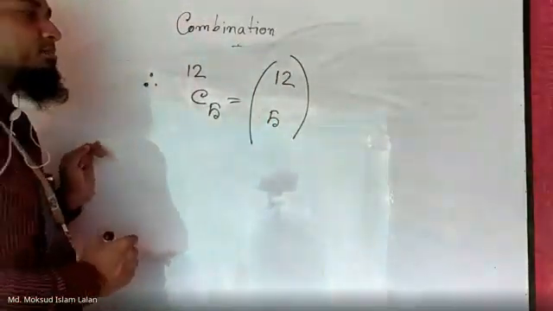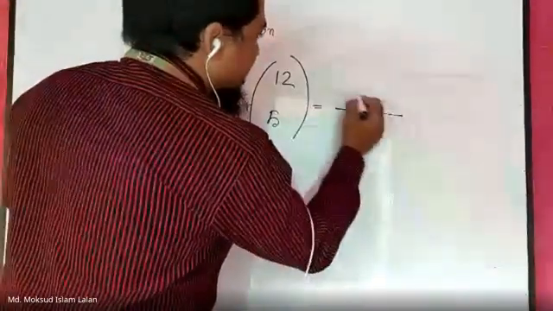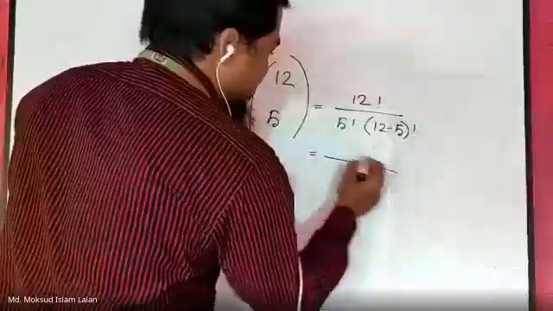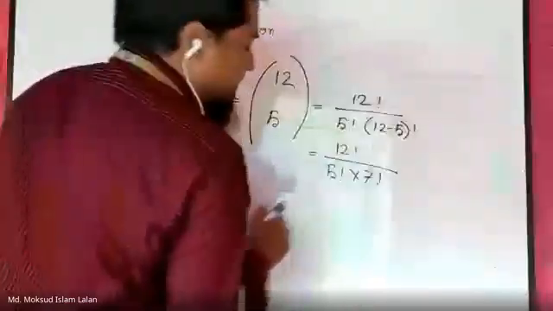Using this symbol. So what is the formula? 12 factorial over 5 factorial times 12 minus 5 factorial. I think now it is very easy to calculate. 5 factorial, 7 factorial. Yes, right, sir? 792 is the answer.